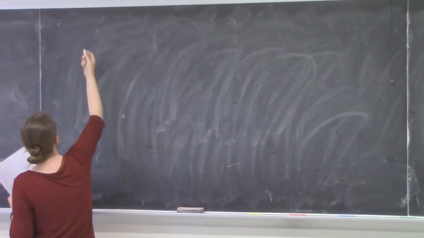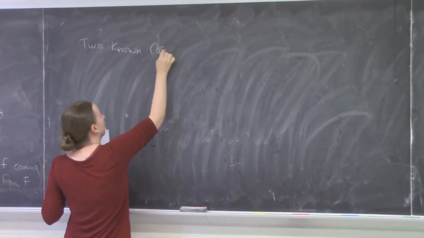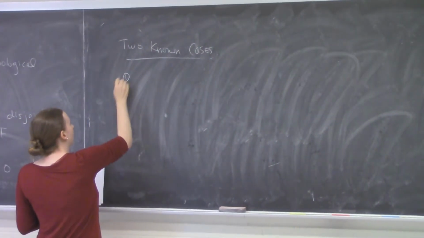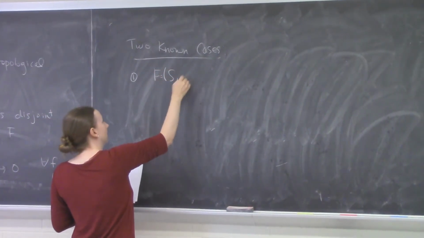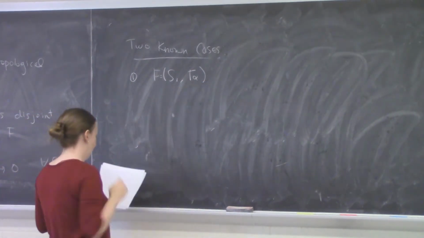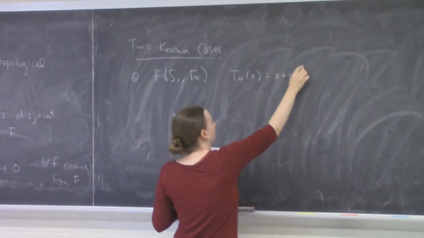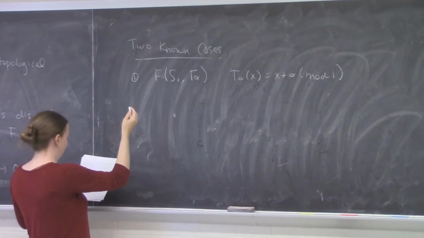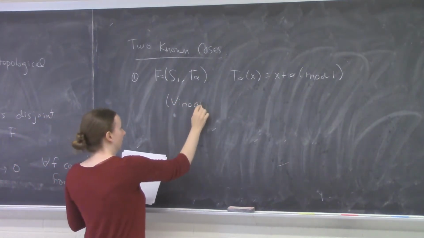All right, so just two known cases. There are many more, but here are two, okay? One are rotations. So if our flow is coming from a rotation on a circle, so we have our circle and we have our rotation. Okay, this was proved by Vinogradov and Davenport in 37, so a while ago, in different notation.